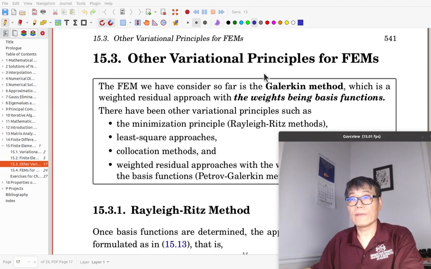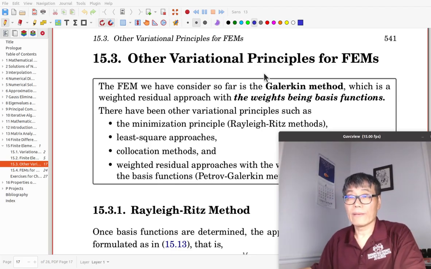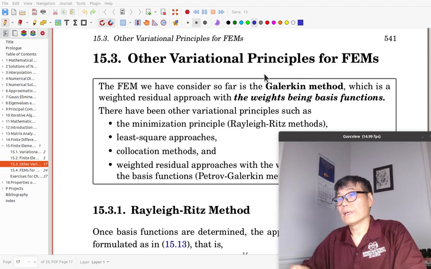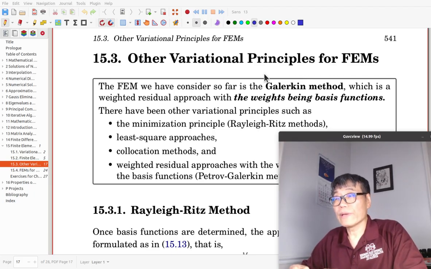In the third step, by using variational principle, you can get equations. And we did along with weighted residual approach, which is the collocation method. And the last step, you'll do assembly for an algebraic system. So far, we have considered the collocation method. Now, here, we'll consider other variational principles.